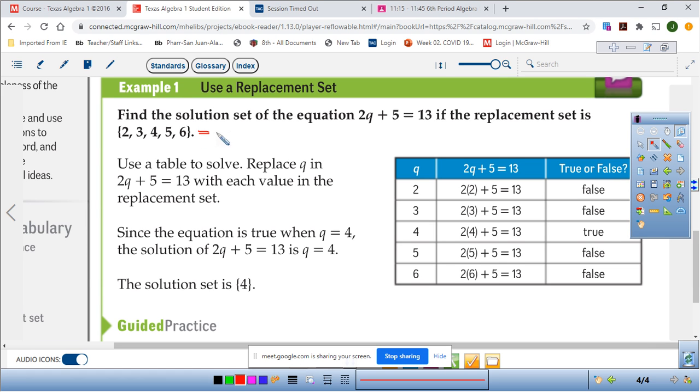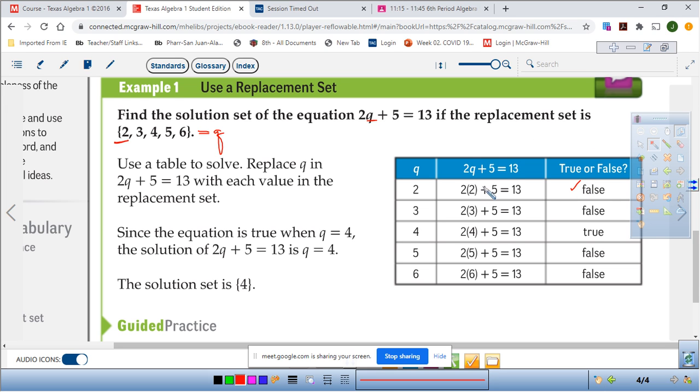And these are all equal to the variable Q. So when Q is 2, I plug it in here. I get a 2 times a Q, no longer a Q, a 2, plus this. It gives me a false statement.